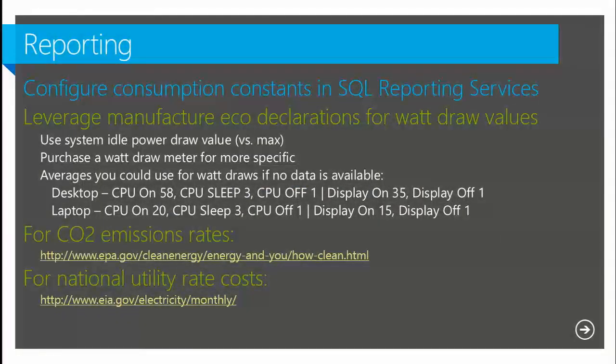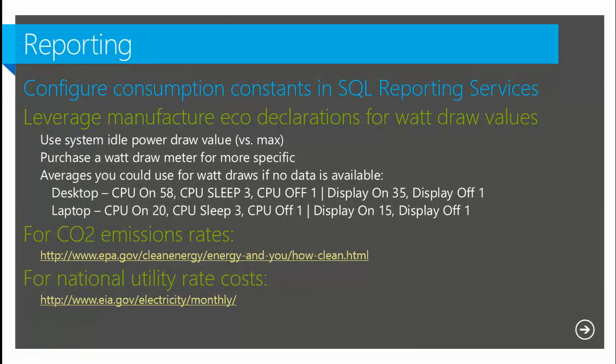So a couple things about reporting. When you want to get more detailed and include utility rates or watt draw considerations, how much electricity a machine is actually consuming when it's powered on, you're going to configure those constants in SQL Reporting Services. My recommendation is to leverage your hardware manufacturer's eco declaration sheets or environmental declaration sheets. They'll tell you their reported watt draw values, and you can use those values as some sort of information to come up with a blended utility rate. You can't do per-device level tracking for consumption values. You're going to have to come up with some number that is representative of your entire environment.